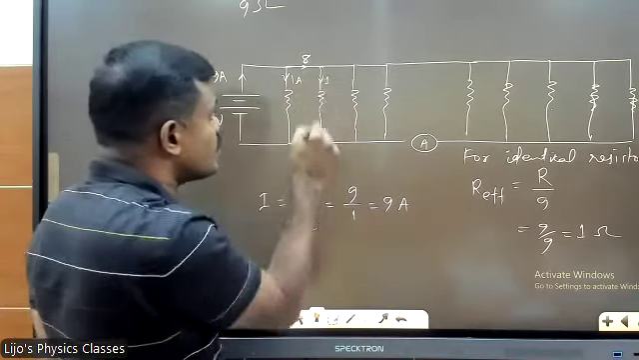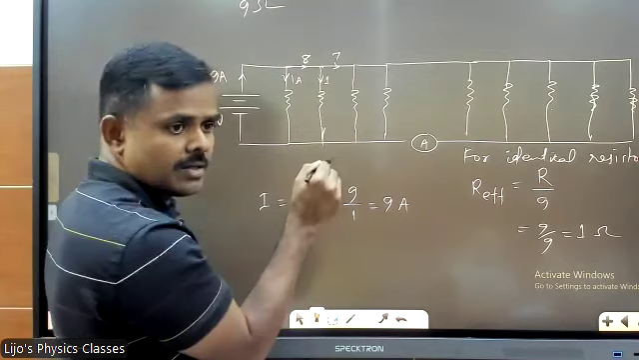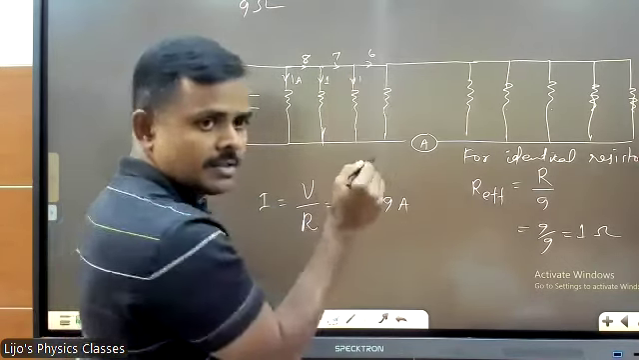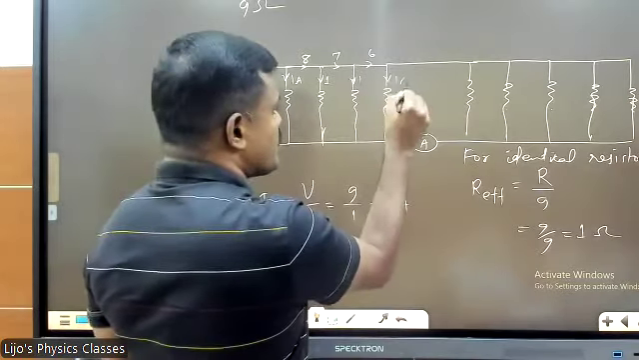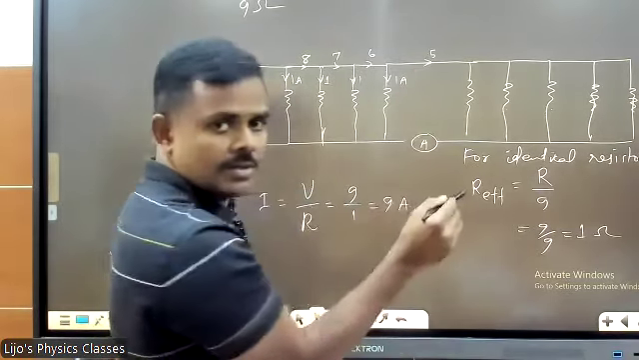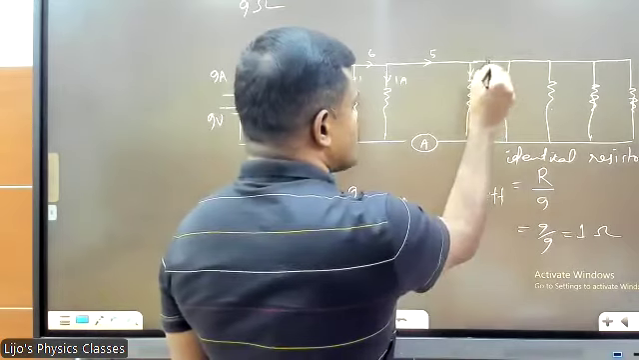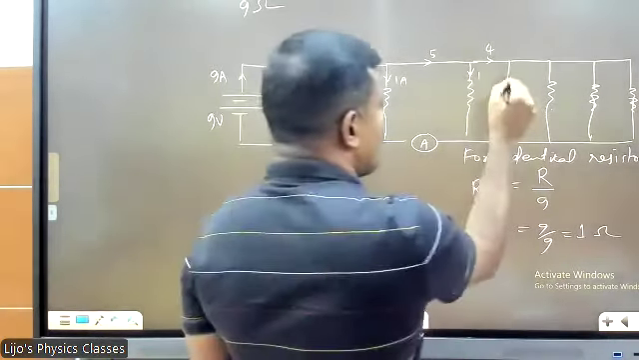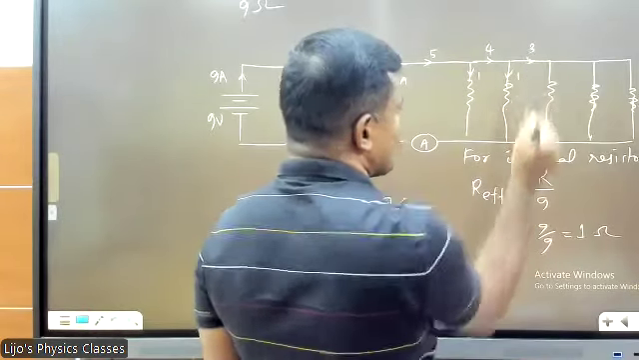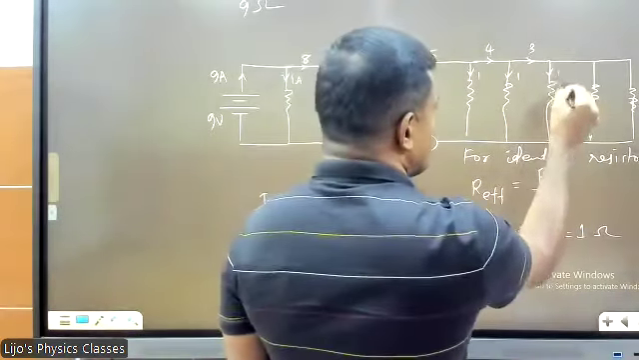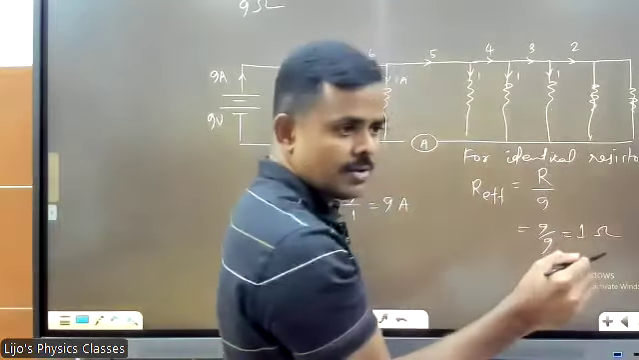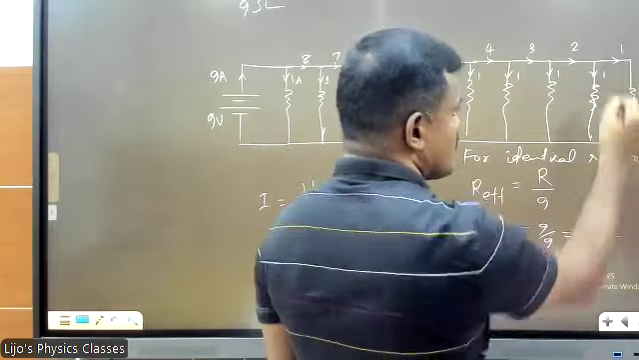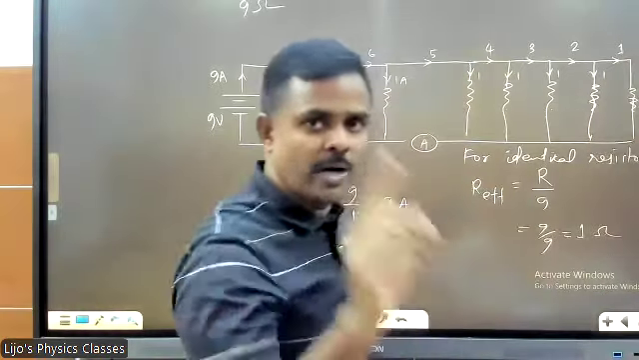From 8, 1 goes this way, this will be 7. 7 reaches the junction, 1 goes this way, this will be 6. From 6, 1 ampere goes this way, this will be 5. From 5, 1 ampere this way, this will be 4. From 4, 1 this way, this is 3. From 3, 1 this way, this is 2. From 2, 1 passes through this branch, this is 1. Correct? Right?